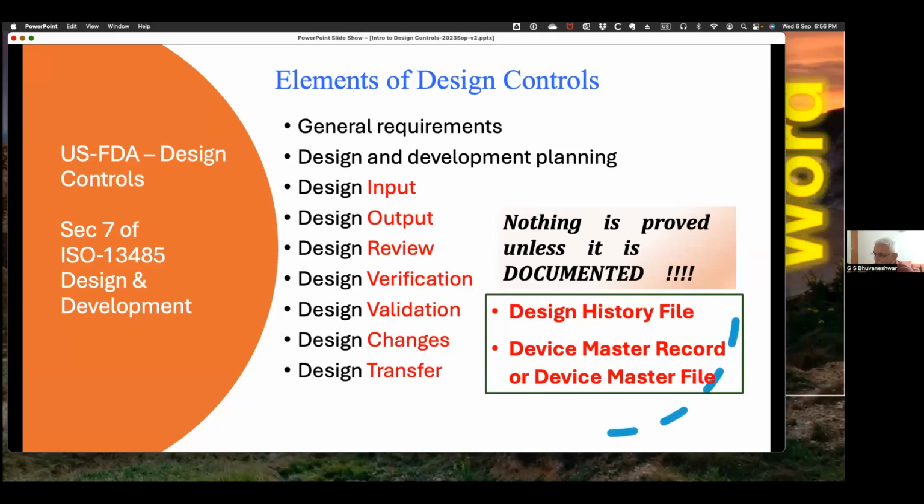So the documentation requirements are you need to develop what's called a history file. You also have to create what's called, and these are essential records which basically clearly document how we have gone about developing the device.